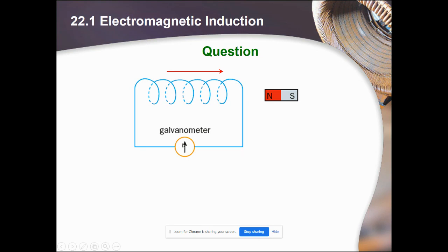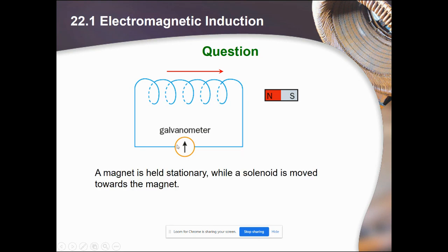Okay, so the galvanometer will show a deflection to the left. A magnet is held stationary while a solenoid is moved towards the magnet. Obviously there will be an induced current because there's a change in magnetic flux linking the coil.